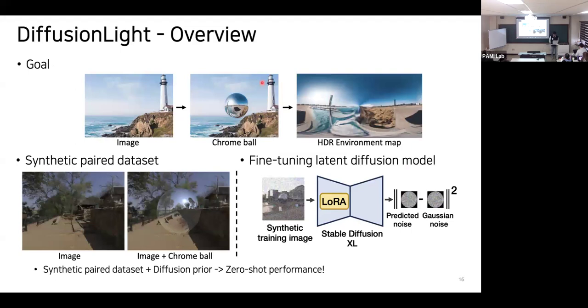So now I can explain this model. This is the overview of DiffusionLight. As mentioned, the goal of DiffusionLight is to predict this HDR environment map from a single image. And they use this latent diffusion model prior for zero-shot performance. And to fine-tune this model, they use a synthetic paired dataset, which consists of images and chrome balls.